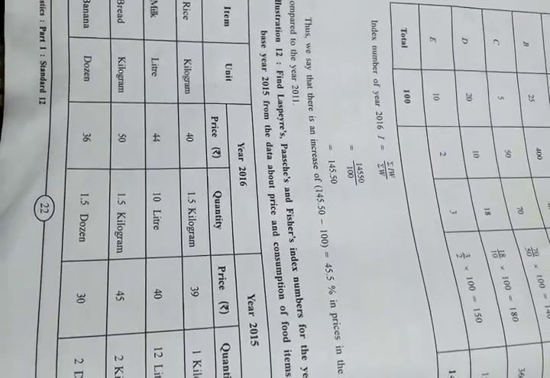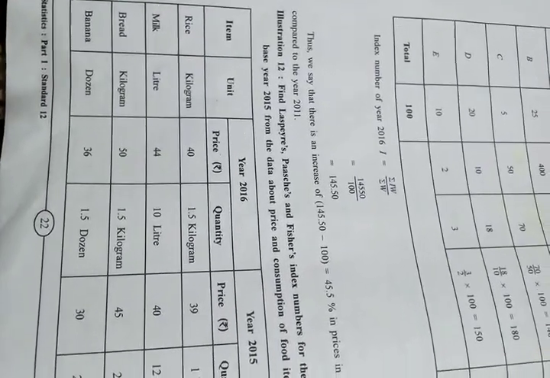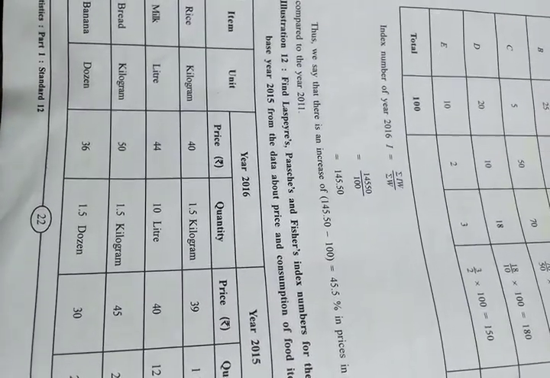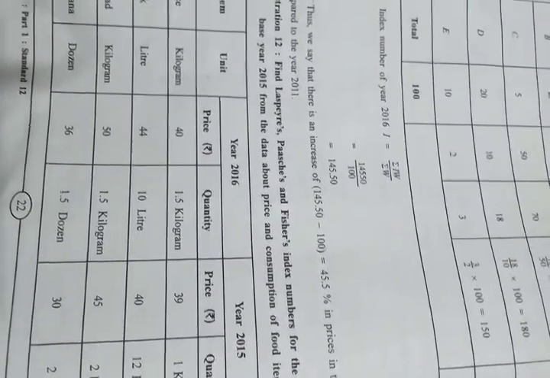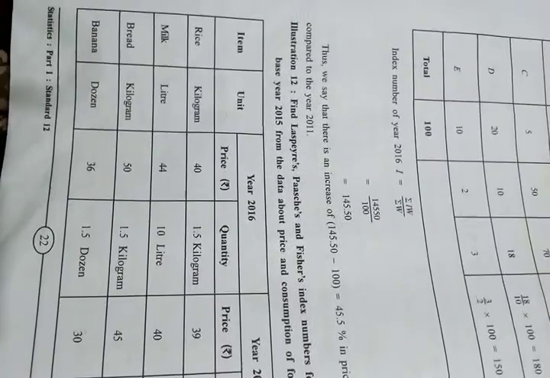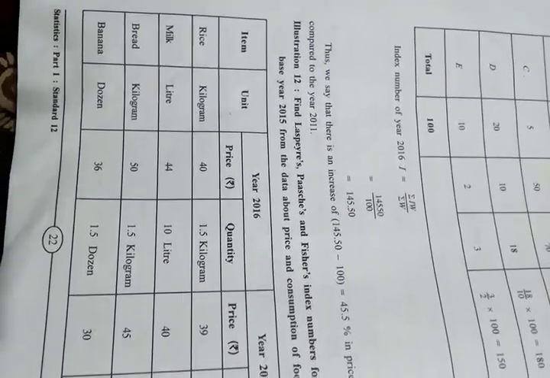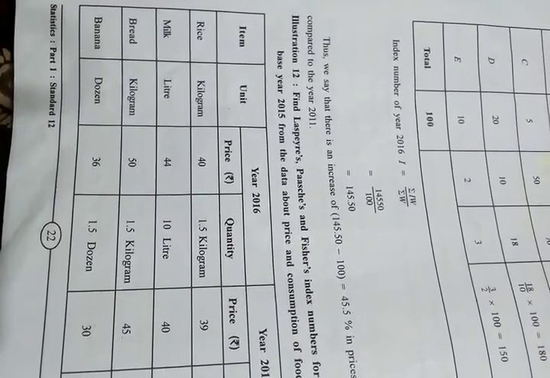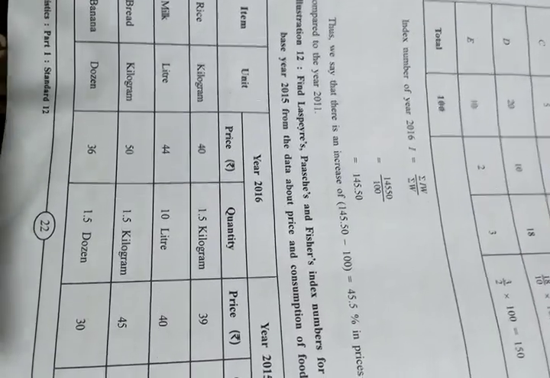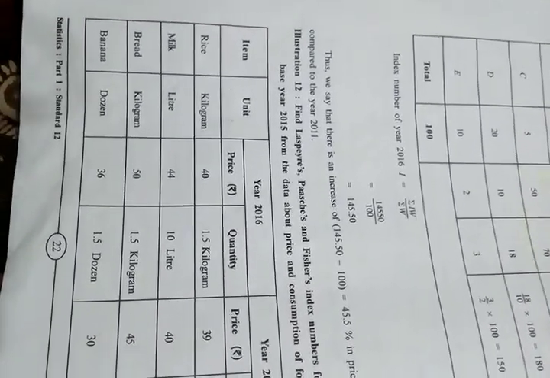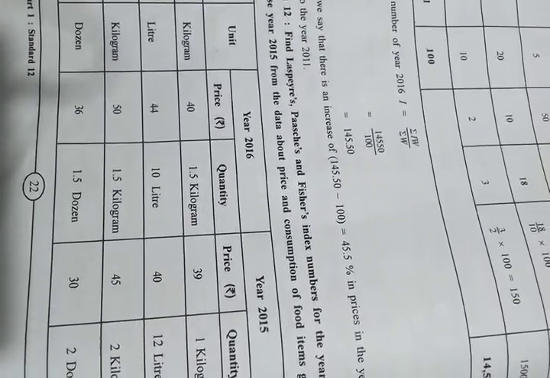2016, which is the current year, the price given is 40 rupees for rice, and it is purchased up to 1.5 kilogram. So that is price and quantity. Like that, for the other items: milk 44 liters at 10 rupees per liter, bread 50 rupees is the price, and 1.5 kilogram we are buying. Then 36 rupees is the price for banana per dozen, and we are buying 1.5 dozen.